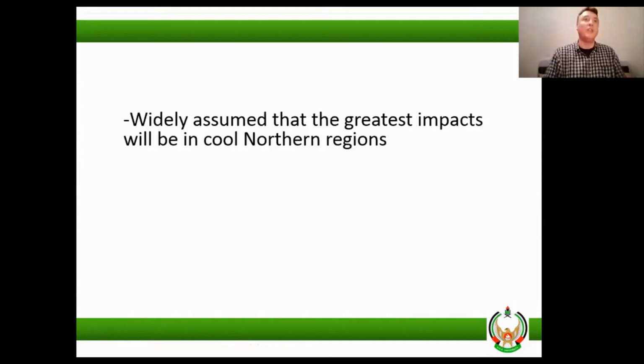So it's widely assumed that the greatest impacts will be in these cool northern regions. If we look at where people are doing their research, every 5 years or so the Intergovernmental Panel on Climate Change, the UN IPCC, publishes these synthesis reports, several thousand scientists drawing together several tens of thousands, now actually hundreds of thousands of publications on climate change and its impacts. And there have been studies to look at where these studies are being done.